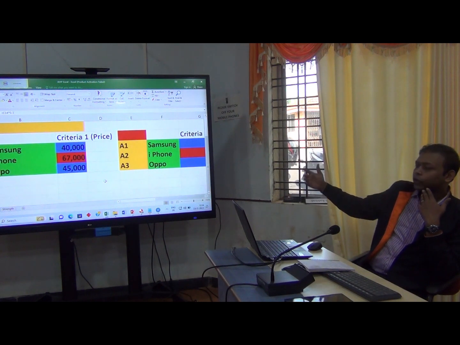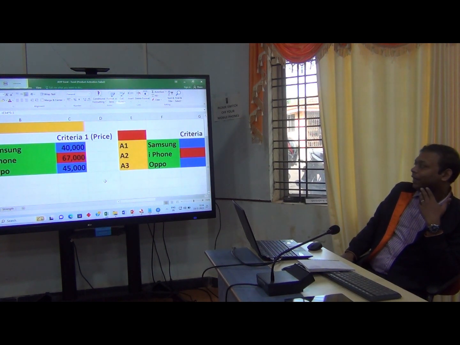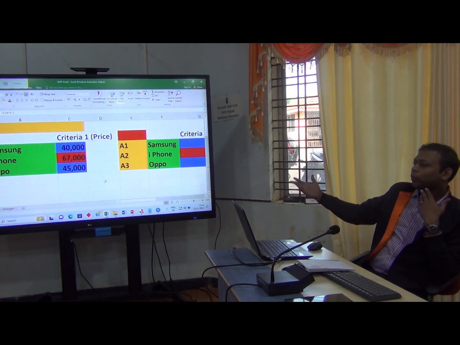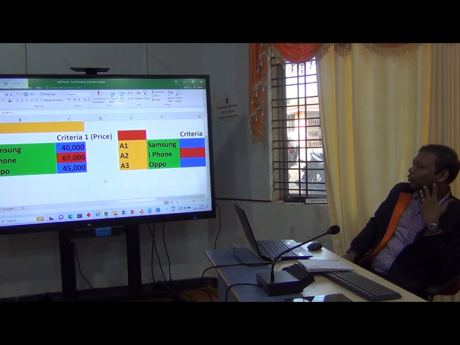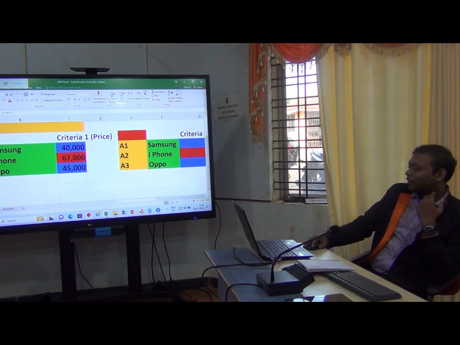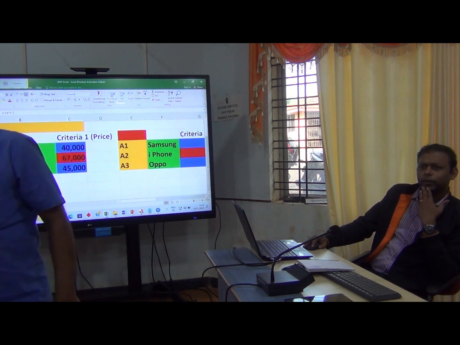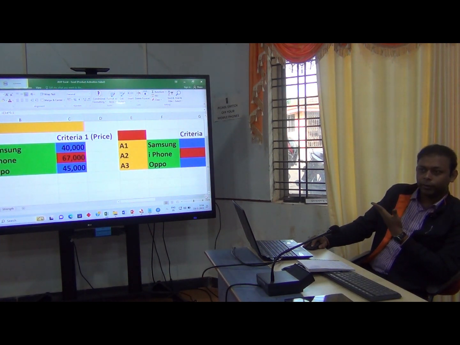Now when you choose based on this single criteria, price, most people like me will go for the lowest one, 40,000. Some of you who are better off may go for the iPhone also. But it is not a single criteria based on which you make the decision. Another point is that a single criteria decision is much easier, because it is a quantitative criteria.